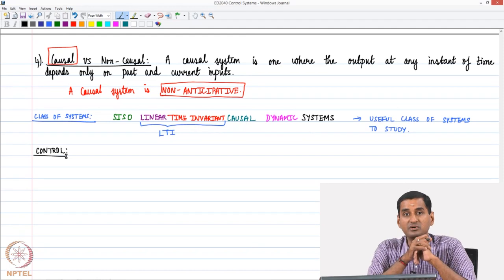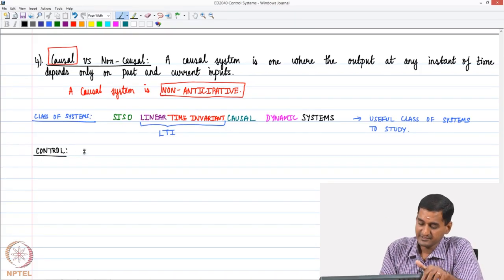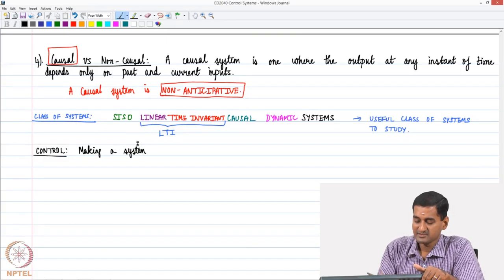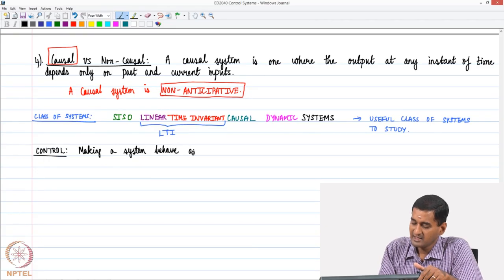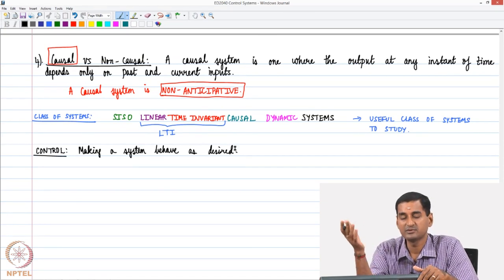Okay. So, let us say, what is control? The word control, as far as this particular course is concerned, we look at the word control to mean making a system, of course, from here onwards we are going to consider this class of systems, that is what we are going to be interested in. In general, control is making a system behave as designed. So, that in a very generic sense is what we would refer to as control.